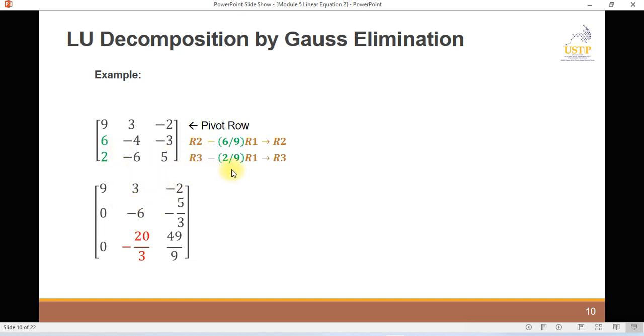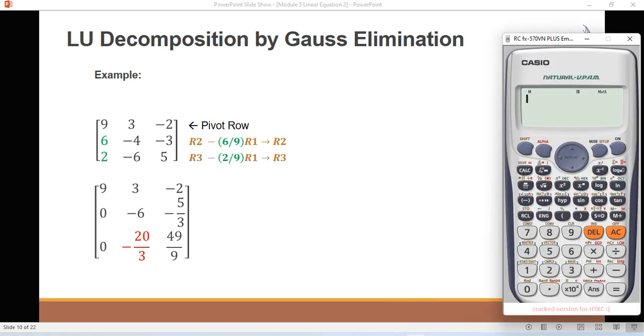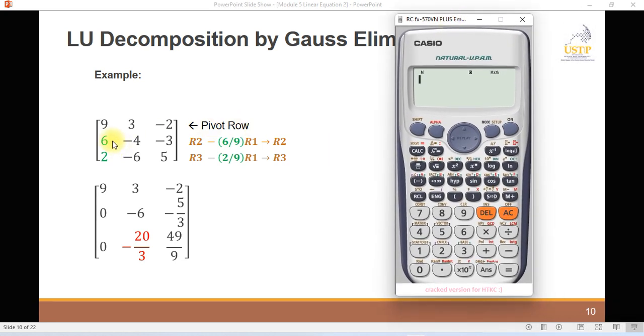You will just calculate each of the values. So, for example, we have row 2 minus 6 over 9 times R1, and then it will be in row 2. So, what we'll do in the calculator is that we will let the elements of R2 be A, and then 6 over 9 multiplied by B, where B is the elements of the pivot row. So, let's try the first column of row 2.